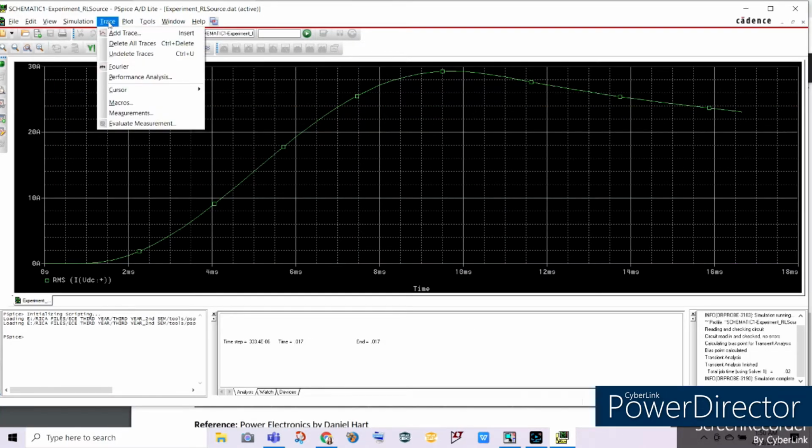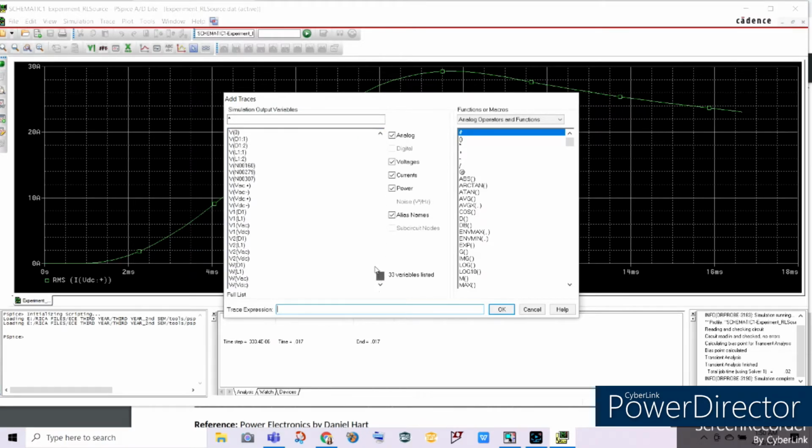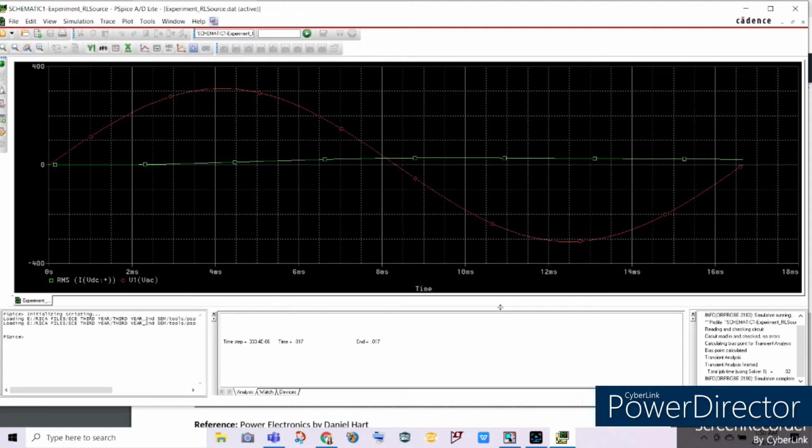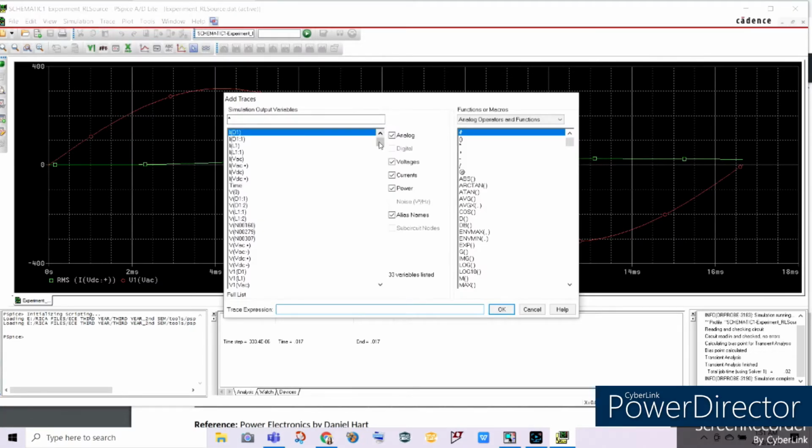So now, to further explain these waveforms and our rectifier circuit, let's add another trace. Let's try analyzing the voltage across our voltage AC source. This red waveform here is our voltage AC source, and then let's add another trace, which is the voltage across our DC voltage source. So let's find the voltage across our voltage DC.